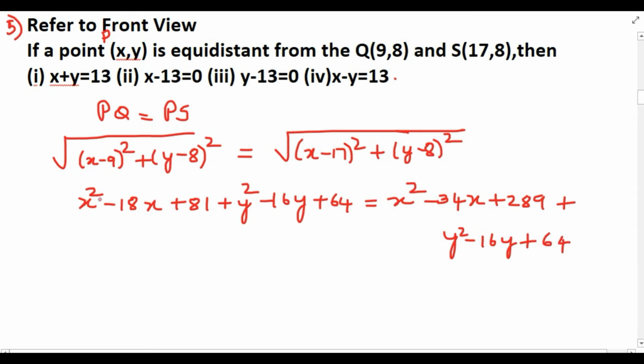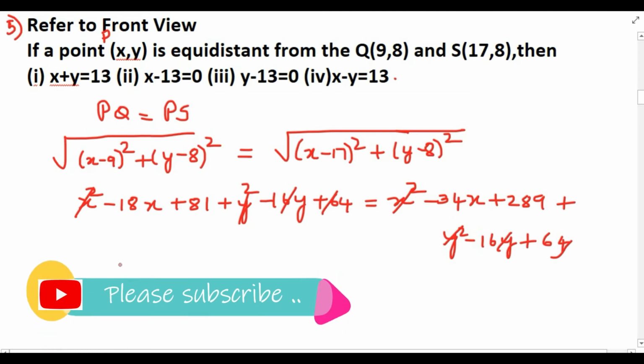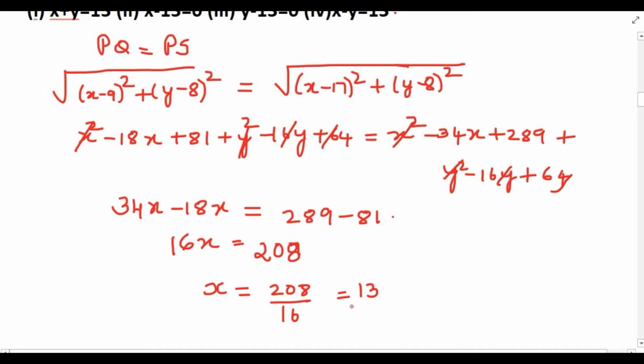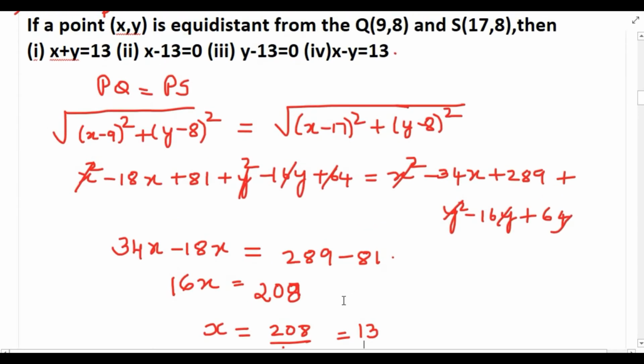So here we can cancel x square and x square, y square and y square, and the 16y, everything on this side will get cancelled. Now we have minus 18x and minus 34x. 34x you bring to this side. So 34x minus 18x is equal to 289 minus 81. When you simplify this, we get x equal to 13. Let's see whether x equal to 13 is there in the option. It is there. So x equal to 13 means x minus 13 equal to 0. So the answer is x minus 13 equal to 0.